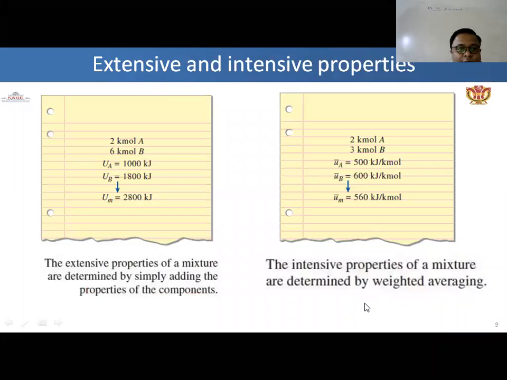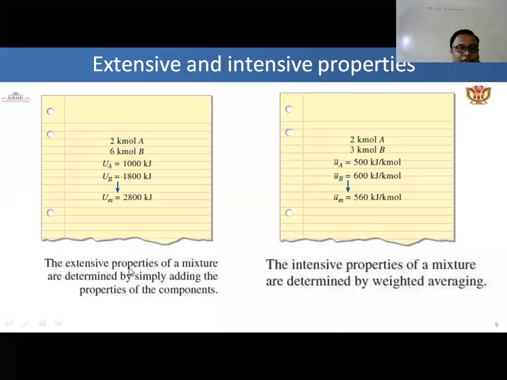Extensive and intensive properties are represented here. If the internal energy of gas A is 1000 and the internal energy of gas B is 1800 kilojoules, then the internal energy of the mixture is 2800 kilojoules. Similarly, if there are 2 kilomoles of gas A and 3 kilomoles of gas B, with internal energies of 500 kilojoules per kilomole and 600 kilojoules per kilomole, the mixture can be represented by 560 kilojoules per kilomole. That represents an intensive property of a mixture.